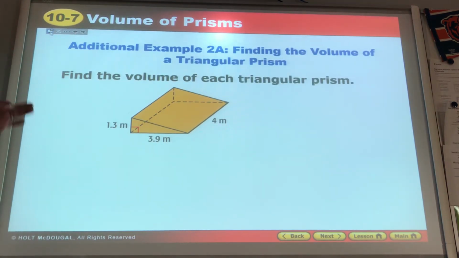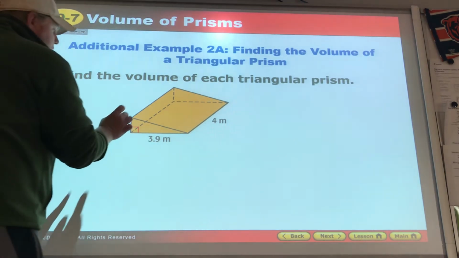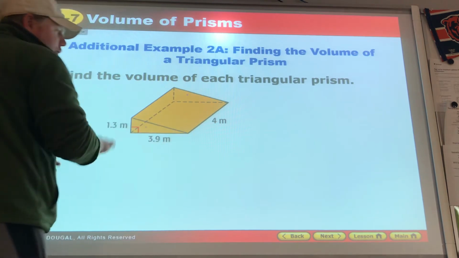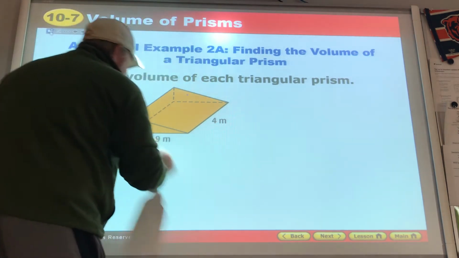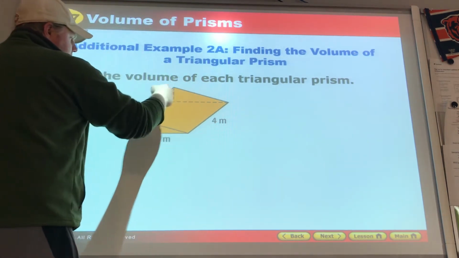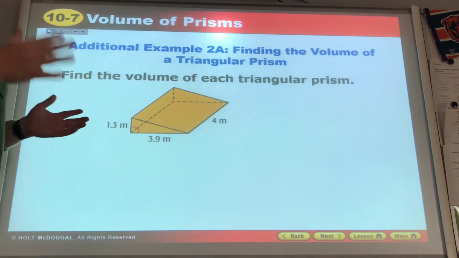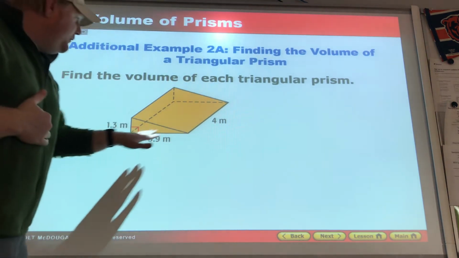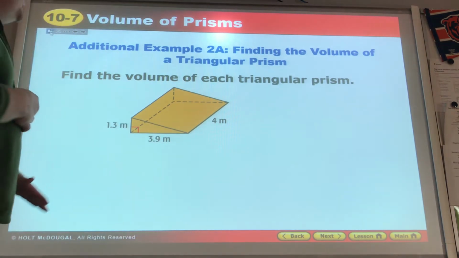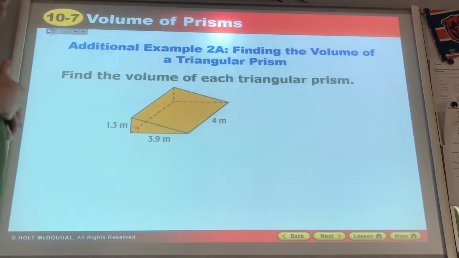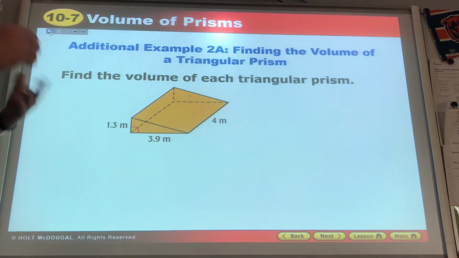Now, it's important to know the bases. Do you see how here there's two ends, the two triangles, that are exactly the same? These rectangles on the sides that are connecting the two triangles are not the same. It doesn't matter that it's sitting on that flat rectangle. You have to look at the two that are exactly the same. That's the triangles. So, for this one, this is where we have to focus.